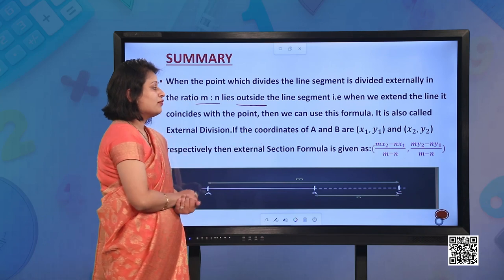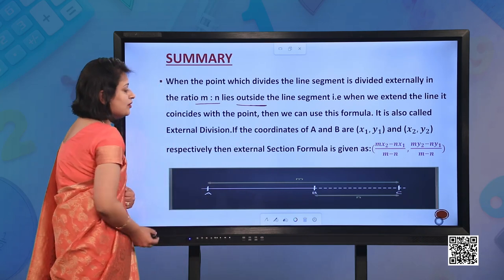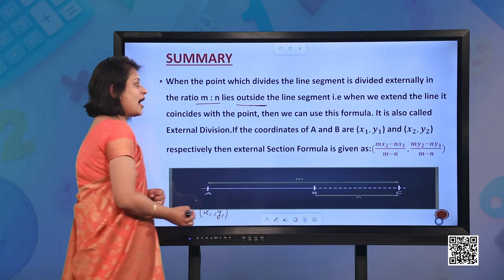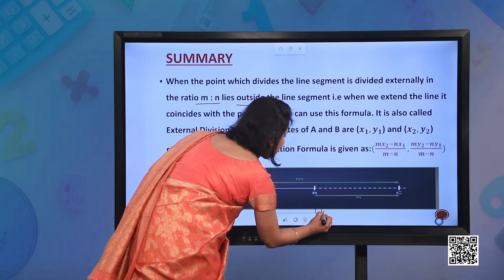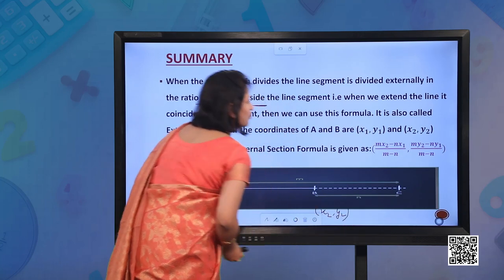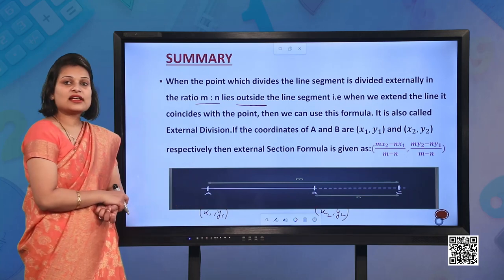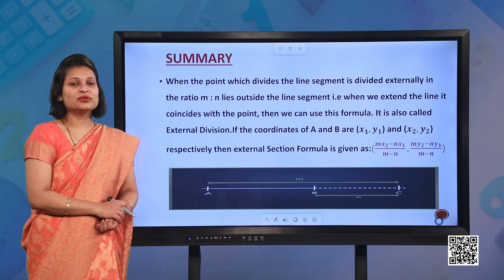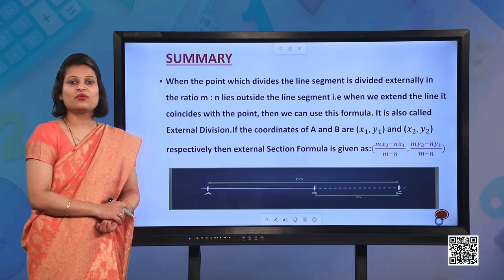If we have taken the coordinates of point A as (x1, y1) and B as (x2, y2), then the external section formula is given as (m x2 minus n x1) divided by (m minus n) and (m y2 minus n y1) divided by (m minus n). I hope you have understood the section formula external division very well.